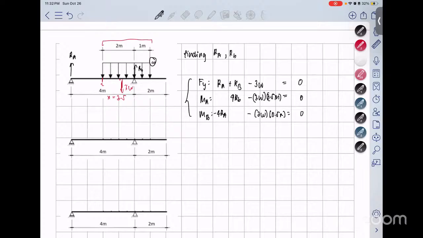From this, we have three equations actually and two unknowns. But we only need two. So therefore, we can easily derive both the unknowns because we have an equal number of equations and unknowns. So solving that, RA plus RB equals 3W kasi i-refer mo siya, transpose mo siya. 4RB, 3 times 3.5. Okay.